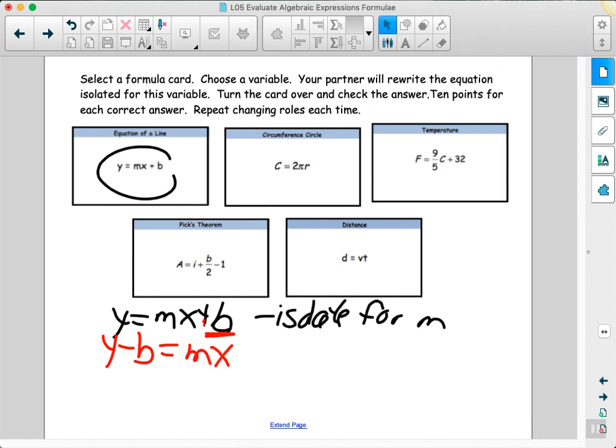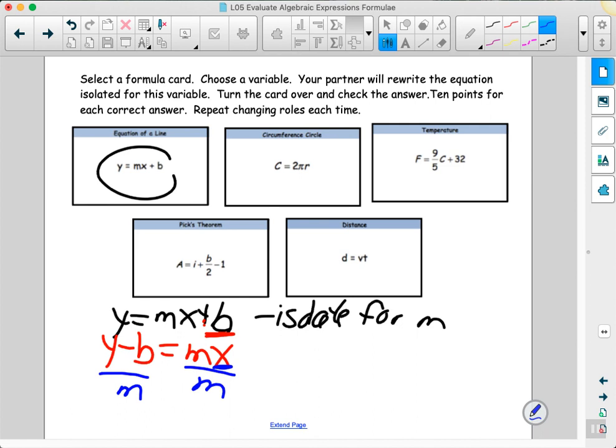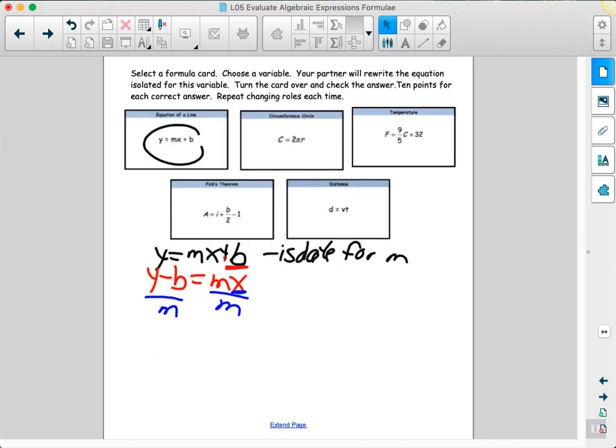And now I'm going to focus on isolating for m. I have to undo the x. And the operation between the m and the x here is multiplication, so I'm going to have to undo that with a division. So I'm now going to need to divide by m. And then let me just extend this page ever so slightly. And then I would now have that y minus b divided by m is equal to x. So that's how these would be done.